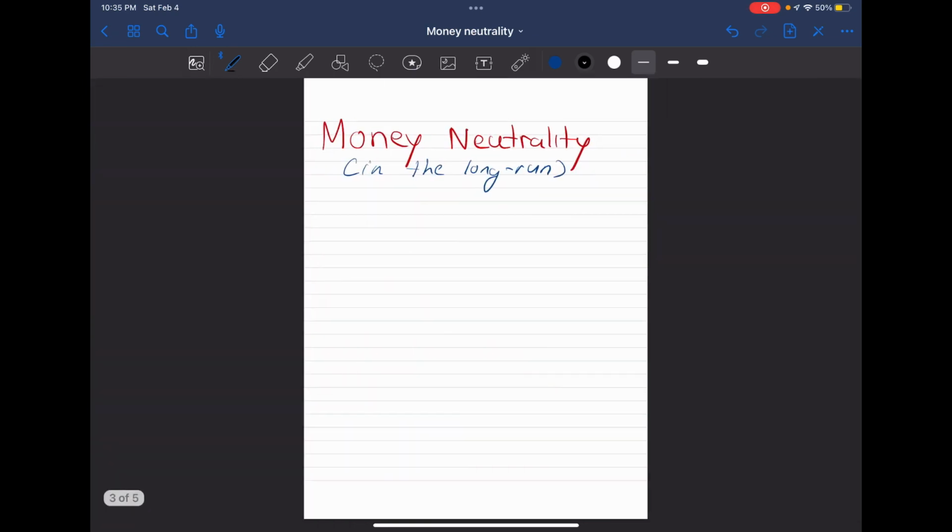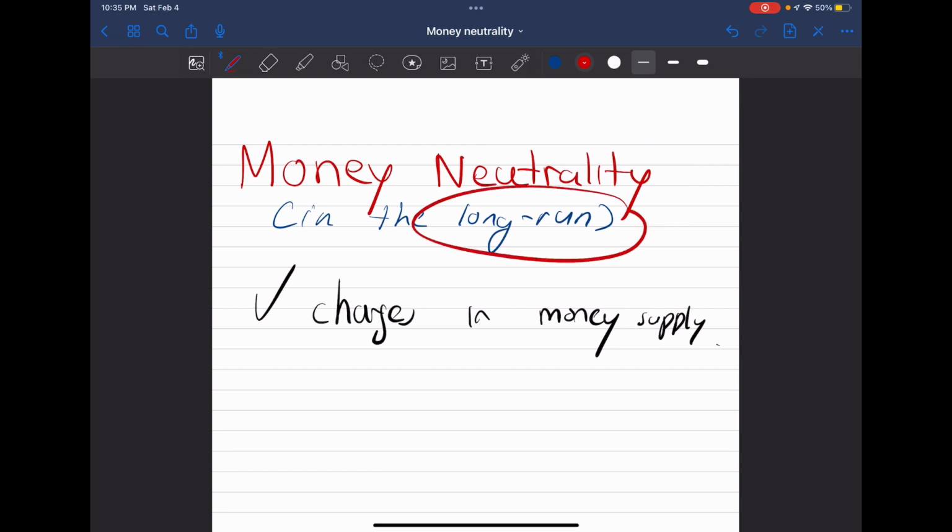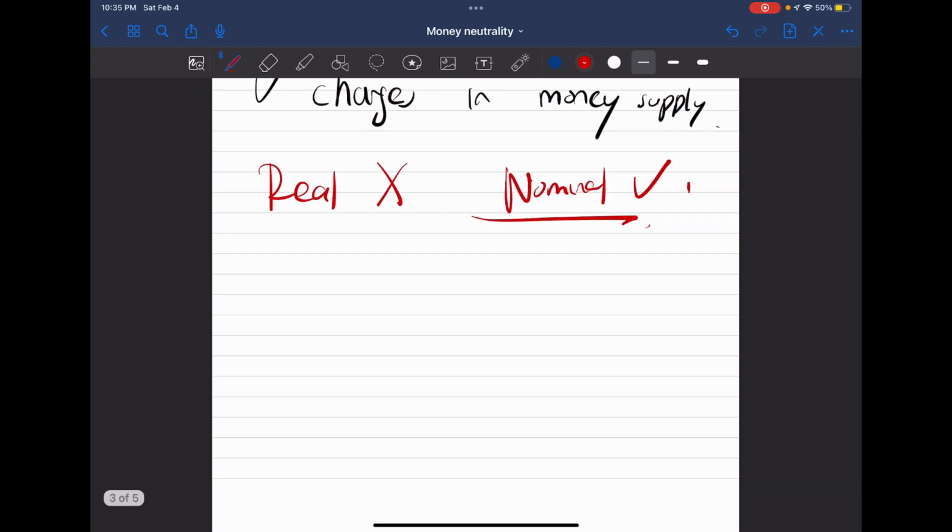Now let's delve deeper into money neutrality. Money neutrality is a belief that changes in money supply, I'm going to write this down, changes in money supply in the long run, so not in the short run, this is a long run condition, does not affect real variables. It only affects nominal variables. So what do I mean by this? This is very important, so it's best to show you by an example.